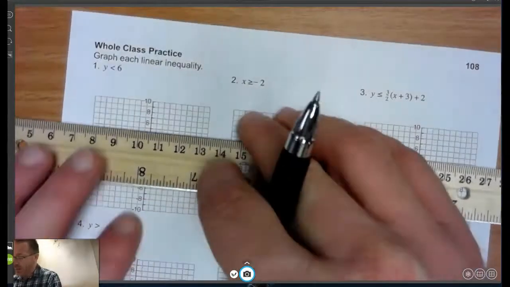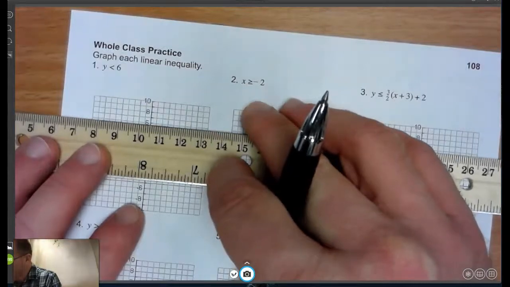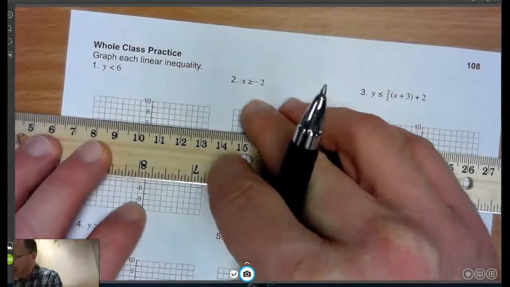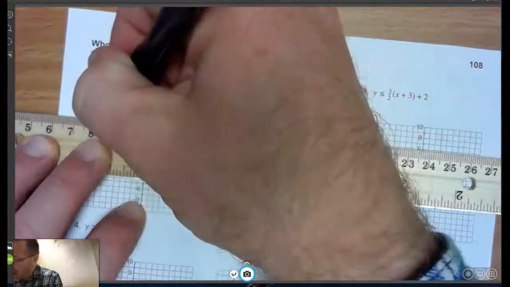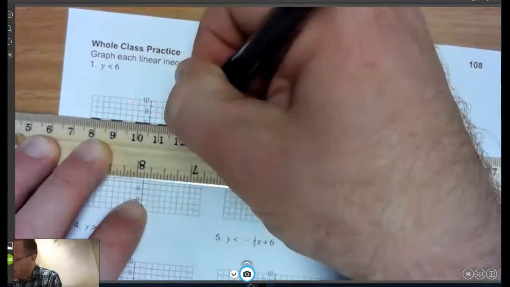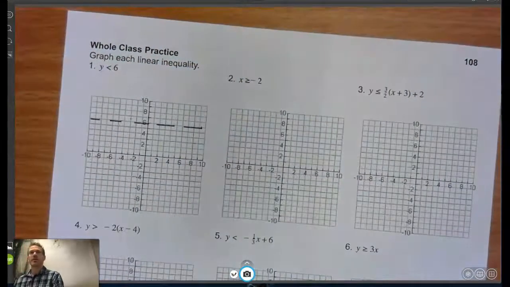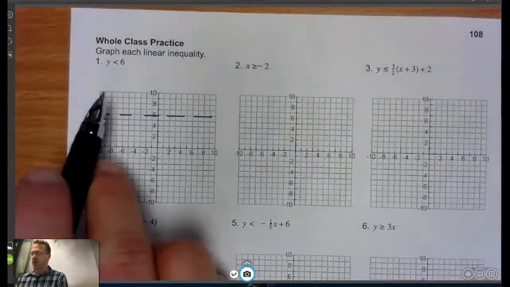So that would be right up here if I grab my ruler. Now, instead of drawing a solid line, I'm going to just draw a dashed line, just like that. So there it is, a horizontal dashed line.